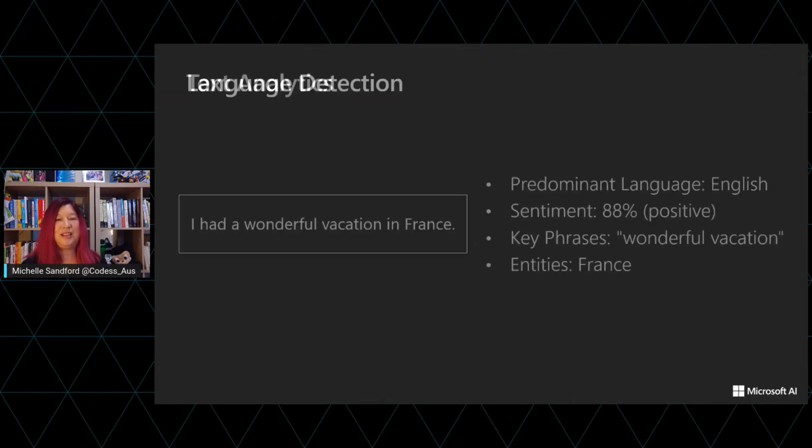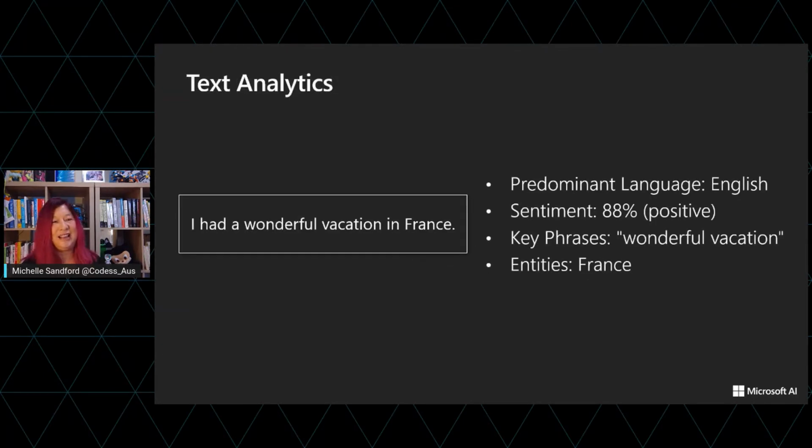So this is what text analytics looks like. You will have a piece of text, perhaps on a website, perhaps someone has written a blog, and they say, I had a wonderful vacation in France. Running a text analytics tool over that sentence, it's able to pick out that the predominant language is English. It's 88% certain that the sentiment is positive. Key phrases are wonderful vacation, and an entity is France.